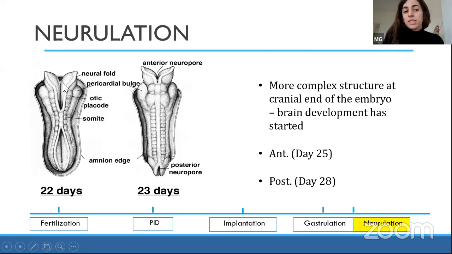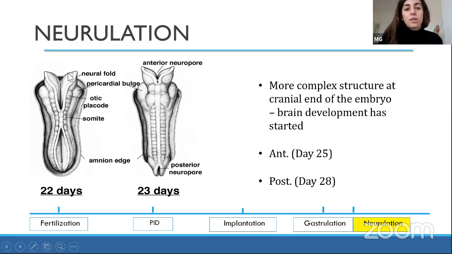So this is how the tube forms, and if we're looking at it from another view, because there are more complex structures at the cranial end, this will take more time. That's why it starts first, and it's going to take a bit more time. It's completed in different stages. It goes down slowly, closing off from the cranial towards the caudal end, okay?